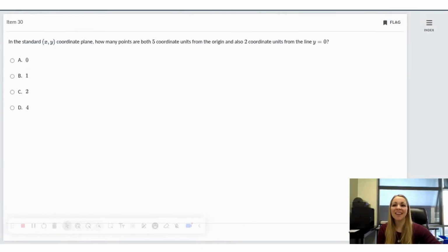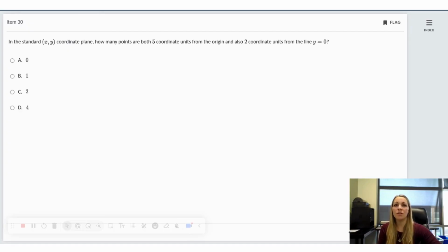Question number 30. In the standard XY coordinate plane, how many points are both 5 coordinate units from the origin and also 2 coordinate units from the line y equals 0? Here's a coordinate geometry puzzle. How many points are both 5 units away from the origin and 2 units away from the x-axis? Let's break this down visually.